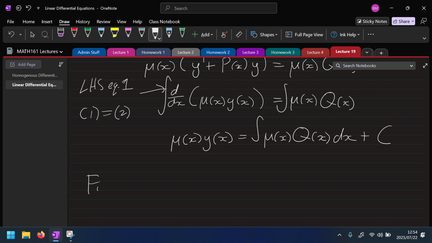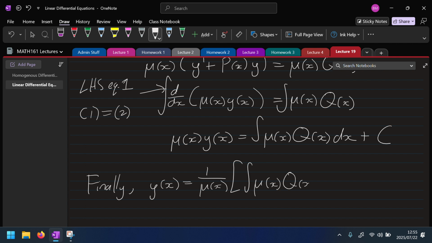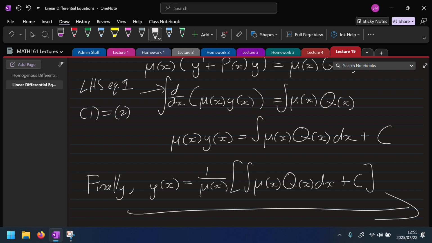So finally, y of x is going to be 1 over mu of x, the integral of mu of x times q of x plus c. And we're done. That's the solution. Okay, and that is the end of the proof.